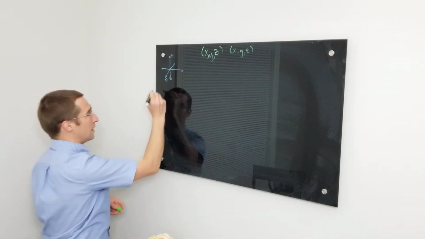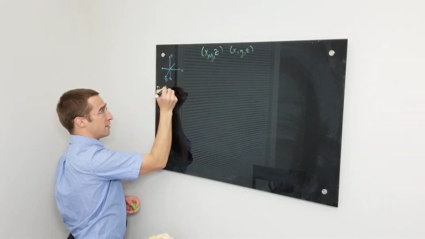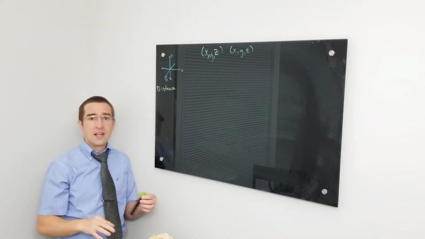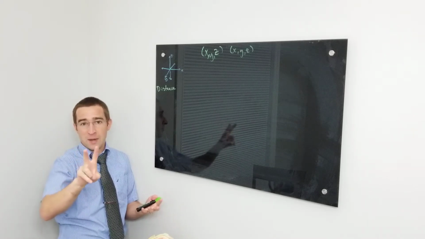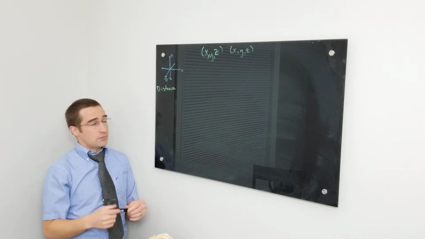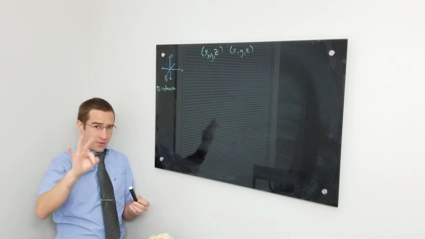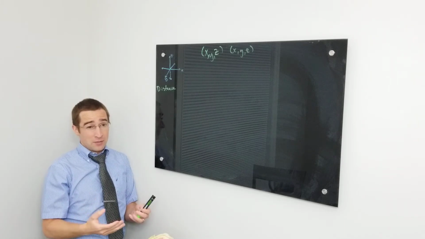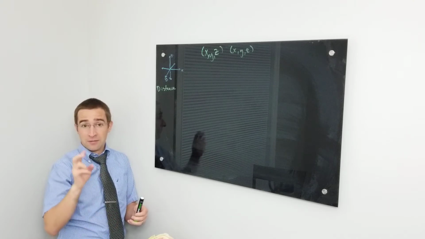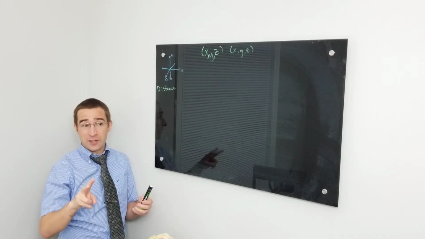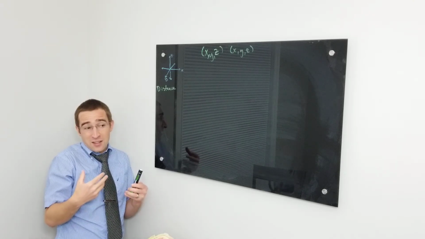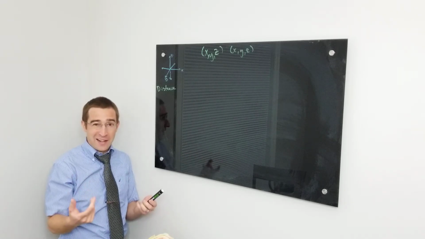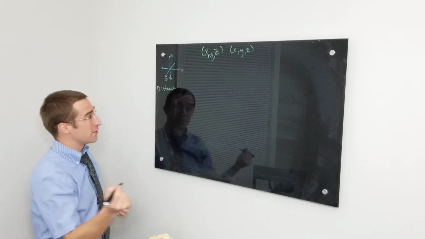So let's talk about distance in 3 space. Remember, 3 space is 3 dimensions, 2 space is 2 dimensions. Distance in 3 space is very similar to the distance formula in 2 dimensions. Basically it's the Pythagorean theorem with a little bit added on. So let's say we have 2 points.